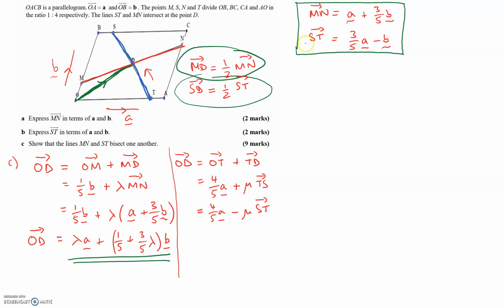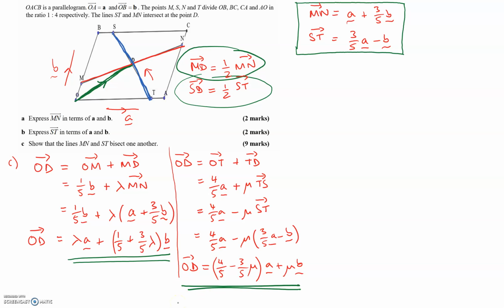And the reason for that is I know what S to T is. I found it in part B. So it's 4/5 A minus mu times your answer from part B, which is this. And we're going to do what we did before. Get all the A's together, all the B's together. All the A's is 4/5 minus 3/5 mu. All the B's, it's actually just plus mu B. So that's another way of writing the vector O to D.